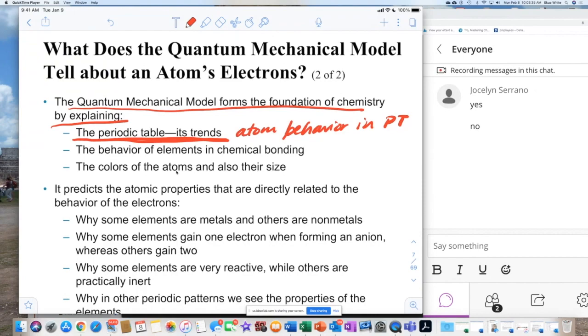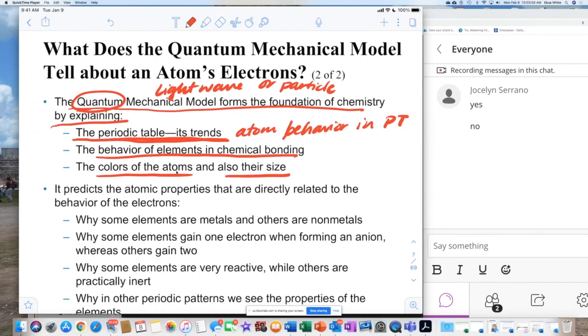Okay? We'll see the behavior of elements in chemical bonding. We'll see the colors of the atoms and the atomic size. These can all be tied back to that quantum behavior, the behavior of the electron like a light wave or a particle, but more so the light wave behavior.